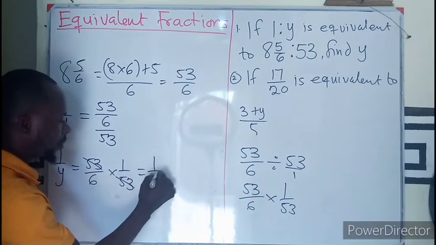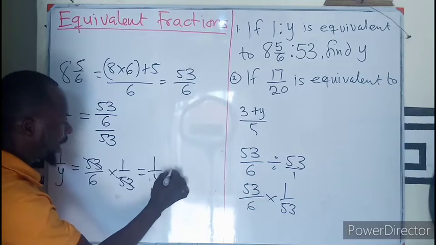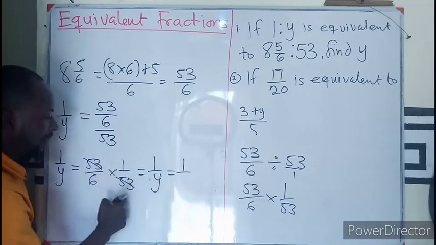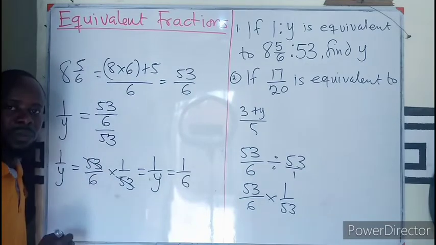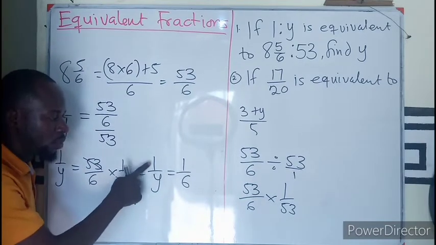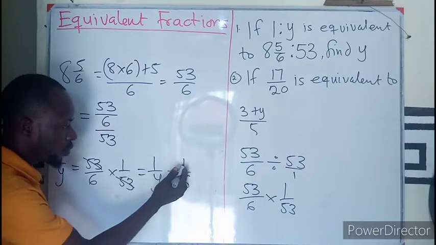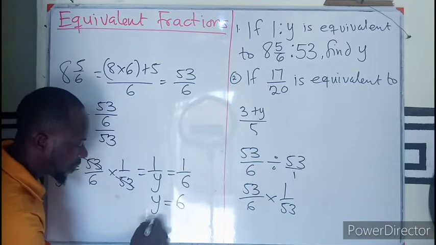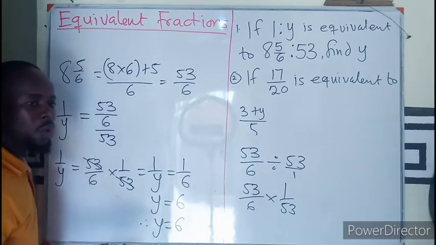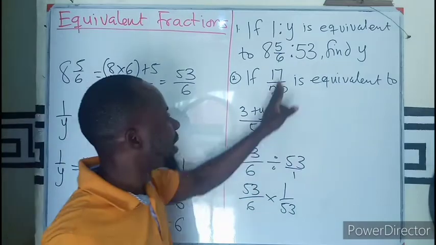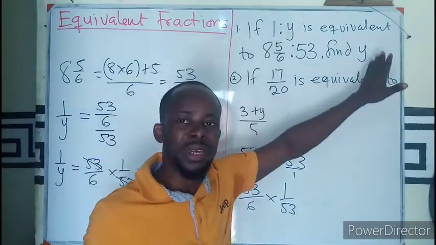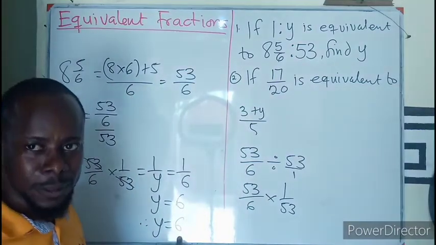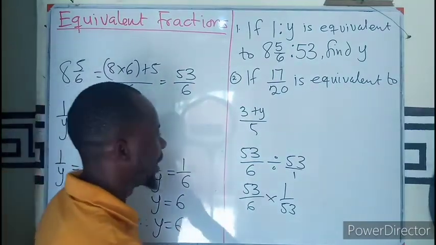You will be left with 1 over y equals, the numerator now becomes 1, then 6 times 1 is 6. So in this case, we cross multiply. 1 will multiply y, 1 will multiply 6. Therefore, y is equal to 6. The value of y that makes this statement true, that makes it equivalent, is just 6. Alright, I believe that is clear.